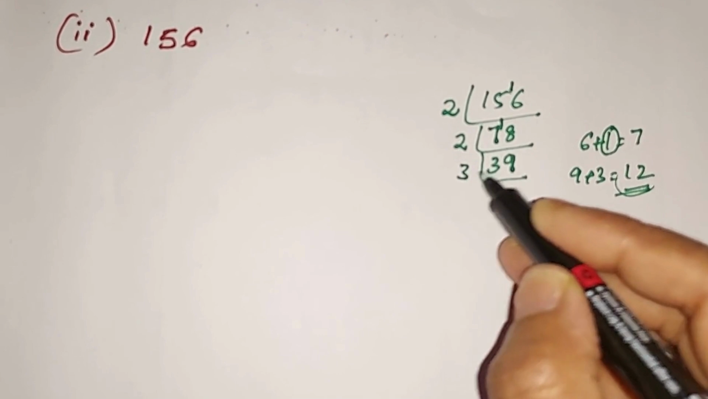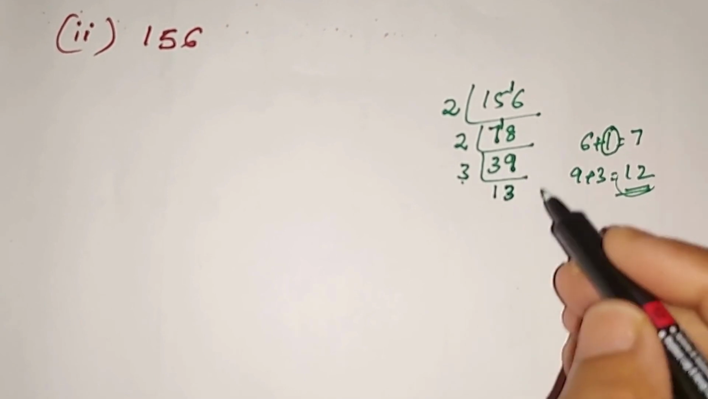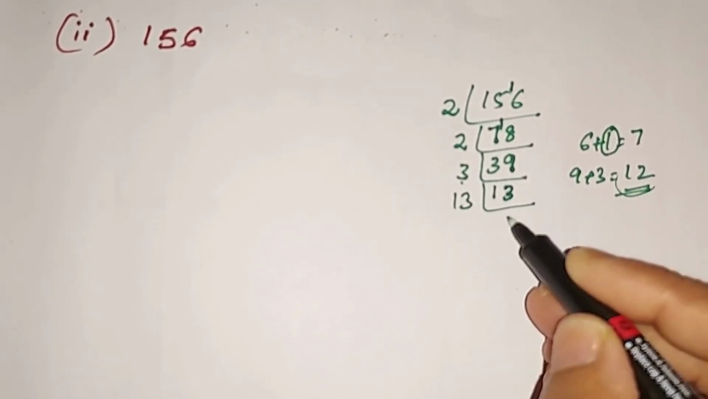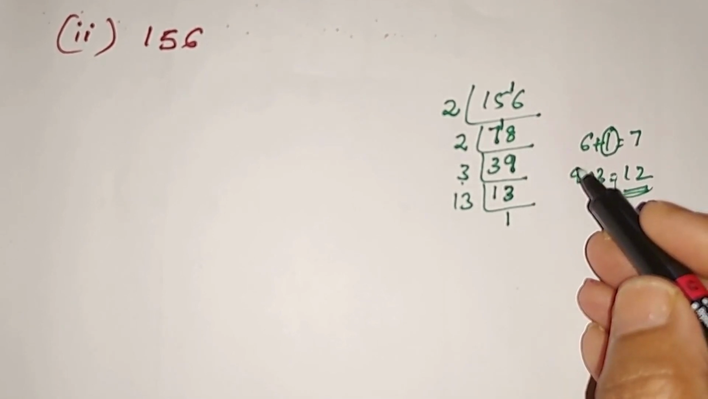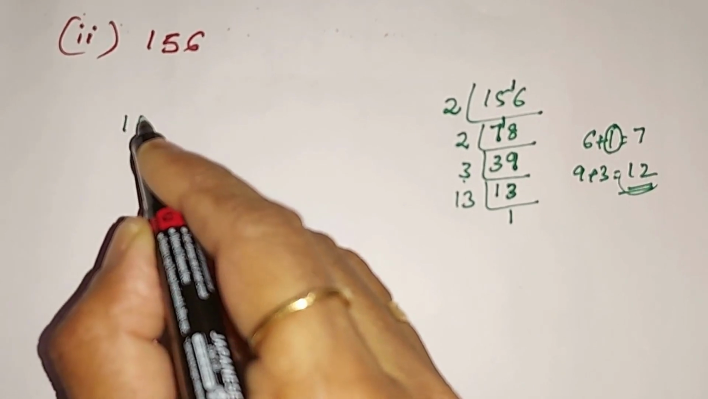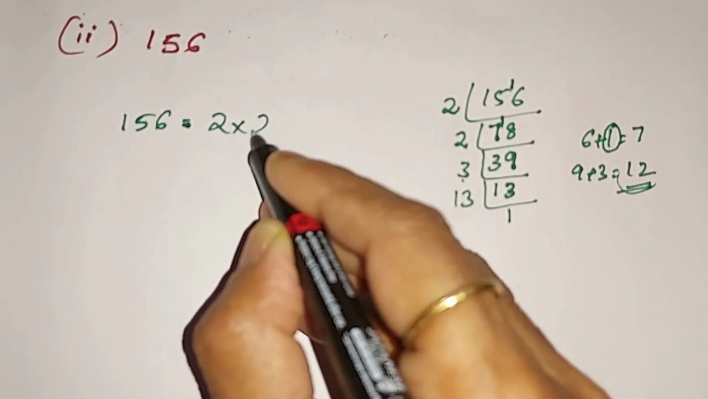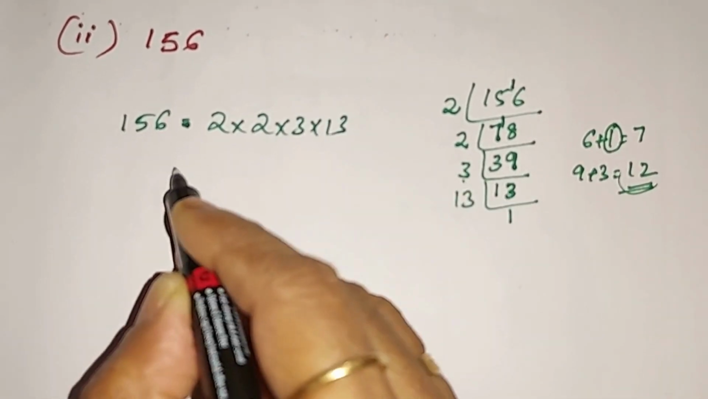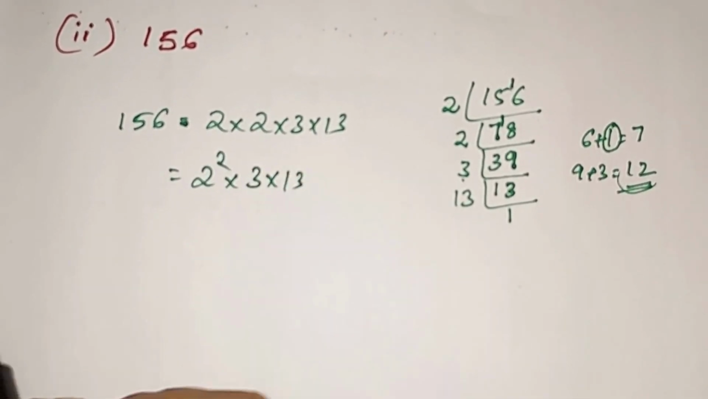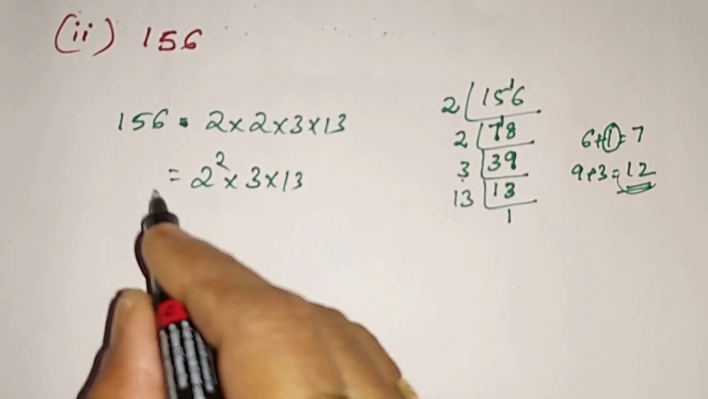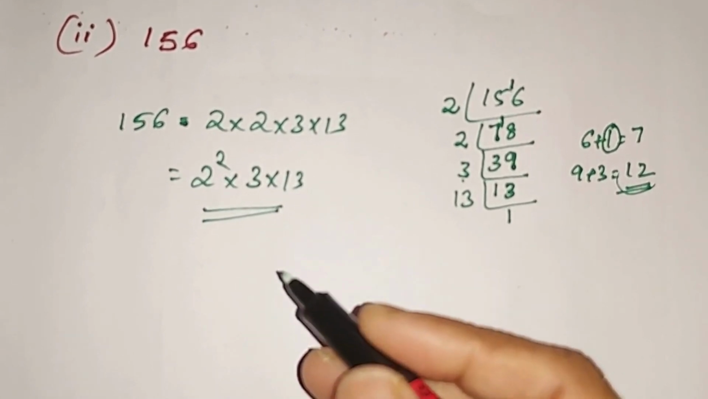So next, 3 goes into 3 one time, 3 goes into 9 three times. So 13 threes are 39, right? So again 13 is prime. Till you get 1 you can do this, otherwise you can stop here also. Till 13 you will get the factorization, right? Now what is 156? How can you write 156? 156 is equal to 2 into 2 into 3 into 13, right? That is equal to 2 square into 3 into 13. 2 is repeating twice, right? So 156 can be written as 2 square into 3 into 13. So it's factorized.